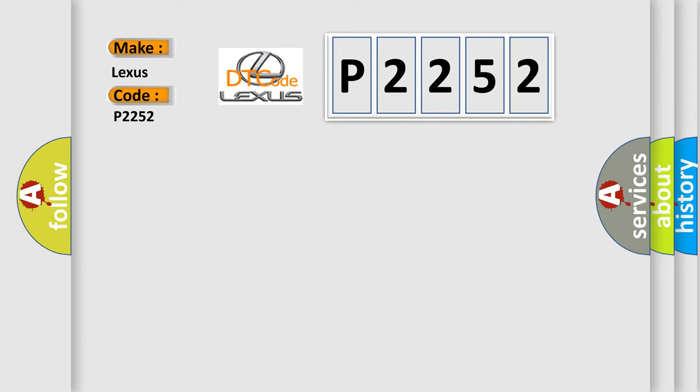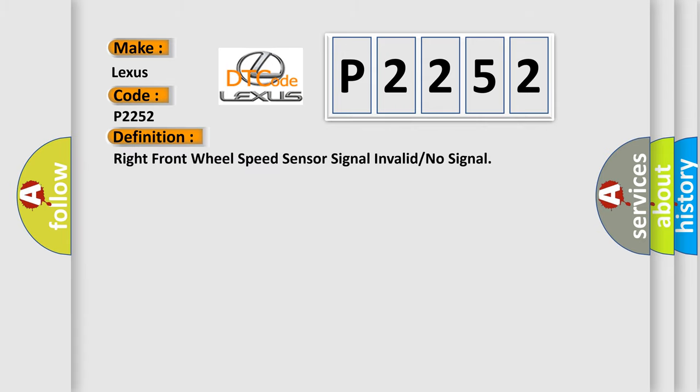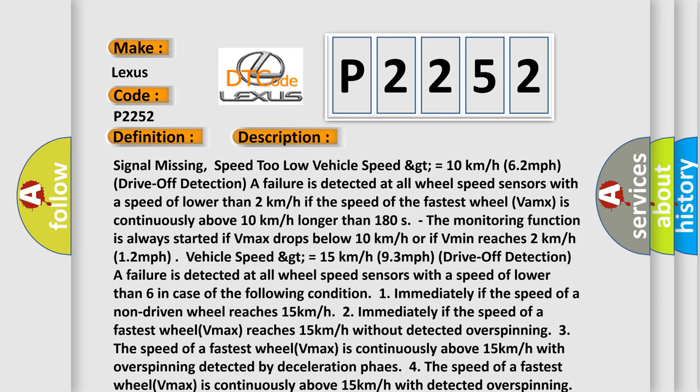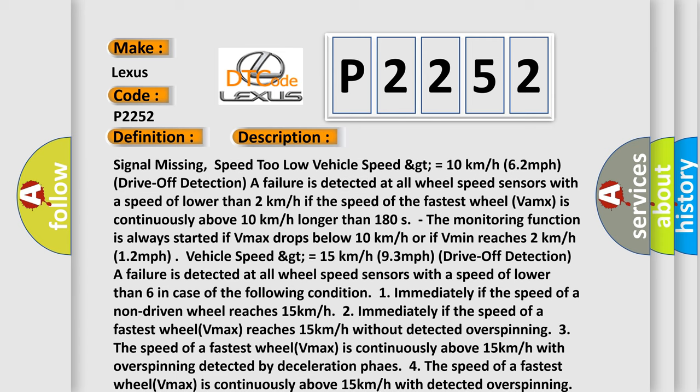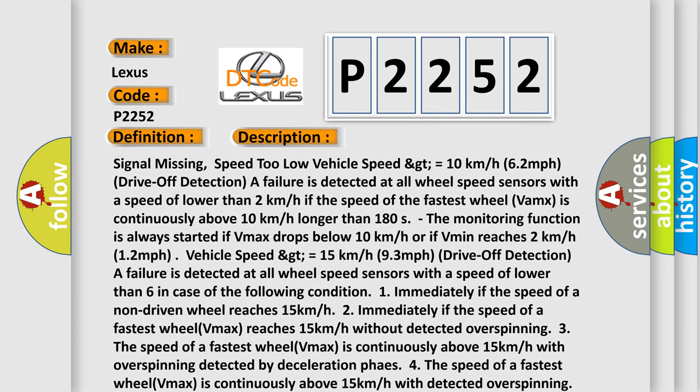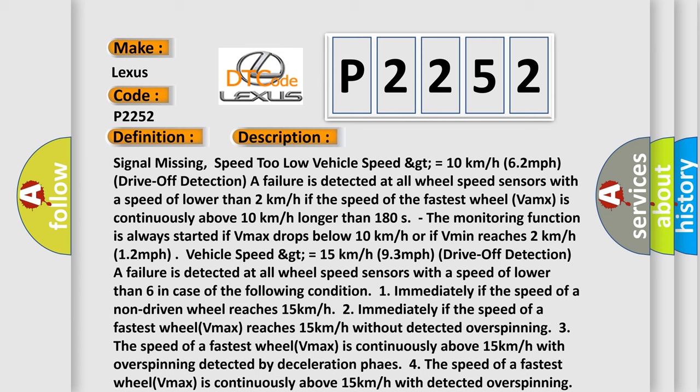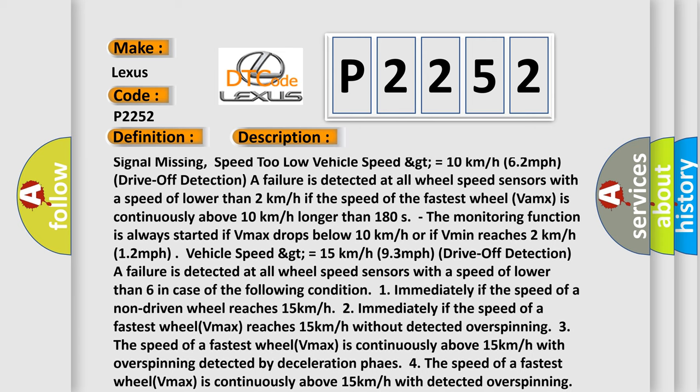The basic definition is: right front wheel speed sensor signal invalid or no signal. And now this is a short description of this DTC code. Signal missing, speed too low, vehicle speed >= 10 km/h (6.2 miles per hour), drive off detection. A failure is detected at all wheel speed sensors with a speed of lower than 2 km/h if the speed of the fastest wheel Vmax is continuously above 10 km/h longer than 180 s.